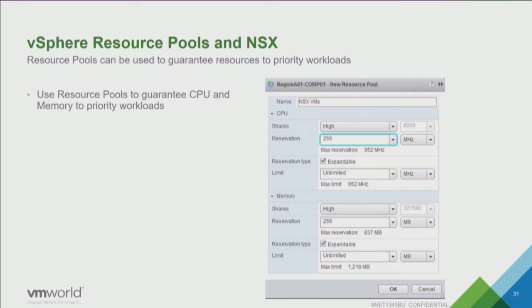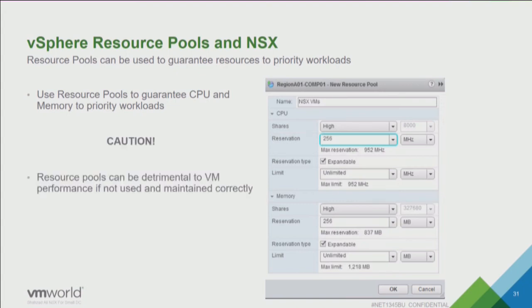And you can use these resource pools to guarantee CPU and memory to priority workloads. So with NSX, we provide reservations for our virtual machines by default, right? We give it most of what it needs. But inside of your environment, you can still carve out these resource pools and allocate CPU and memory shares to them to ensure that your NSX workloads or your high priority workloads are receiving those resources while you can kind of throttle back some of those less important ones. You want to be very sure of what you're doing when you're looking through resource pools. You can choke your virtual machines.